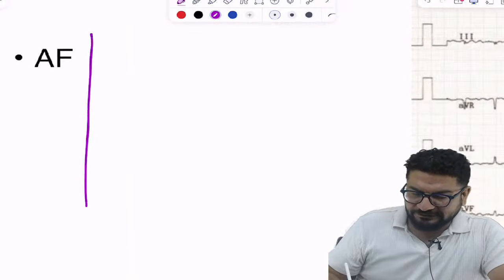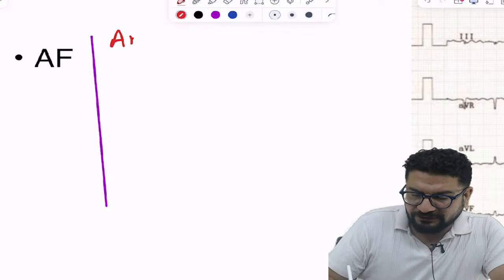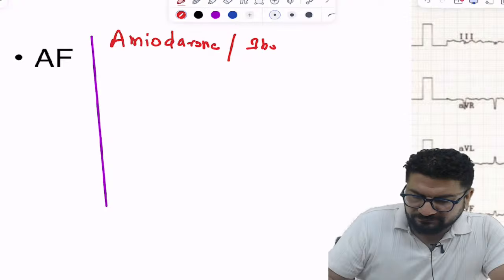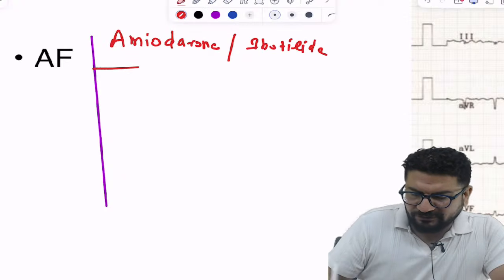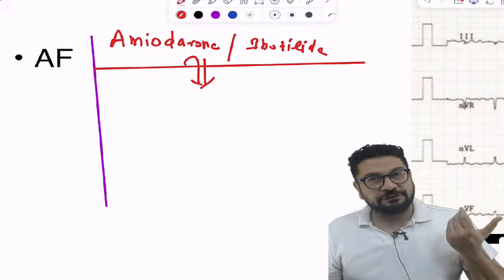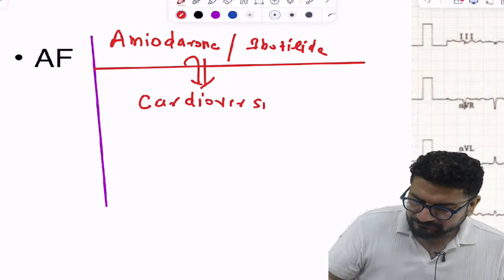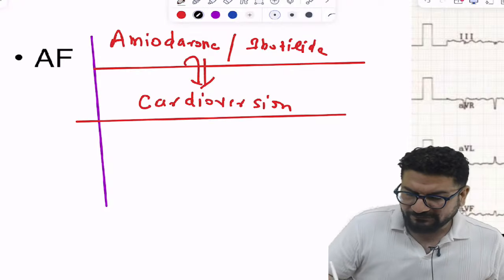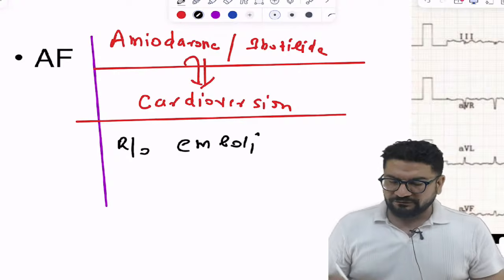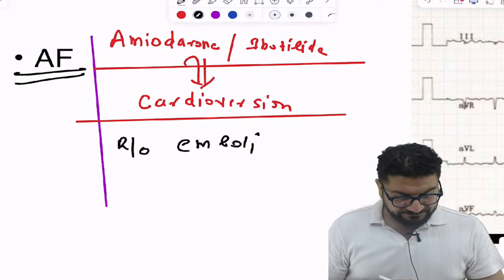In AF, what they ask you two things, like how you'll manage. So again, in AF for termination, what we can use is a drug called amiodarone or ibutilide. Amiodarone or ibutilide. Then understand this thing. Suppose you are using this drug. If it fails, then we can do cardioversion. AF will always have risk of emboli. There will be risk of embolus formation. So what we do here, we start anticoagulant, antiplatelet. So that is about AF, atrial fibrillation, right?